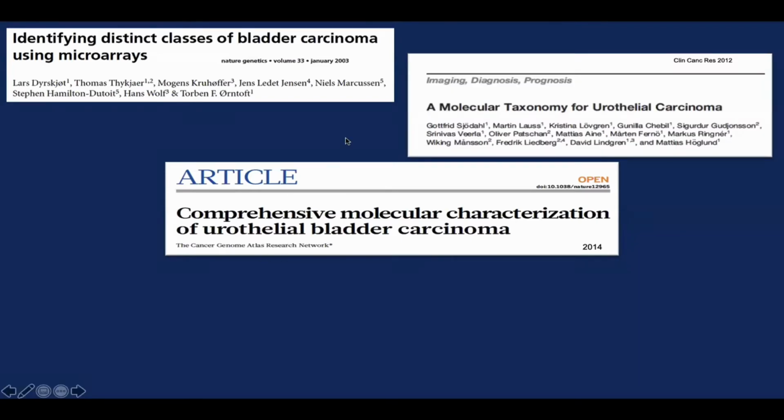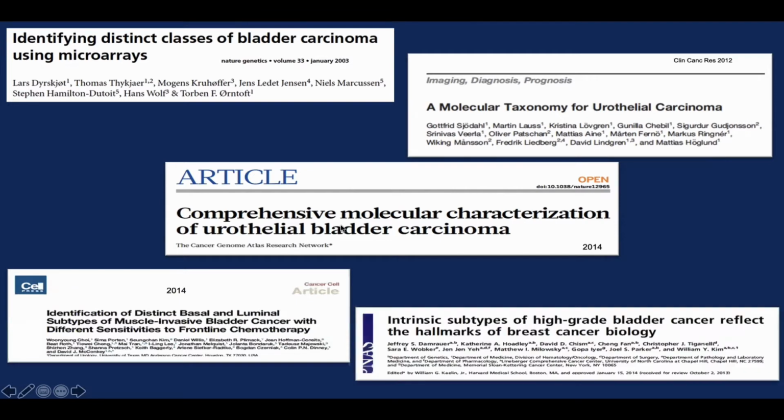But a true classification, so a taxonomy of bladder cancer, was reported in 2012 by the group in Lund, Sweden. And it's funny to see how this unfolded. In 2014, the TCGA paper was published, and then there were 2 other papers published, and all of a sudden people were describing a new classification, even though it really had been reported at least in 2012. And so I think in retrospect, this group in Lund got more credit than they initially did.